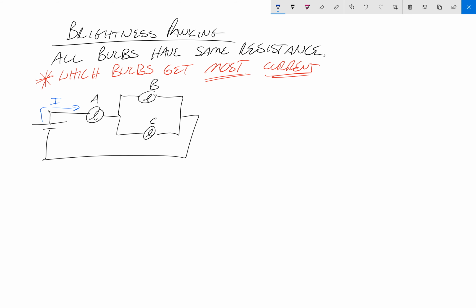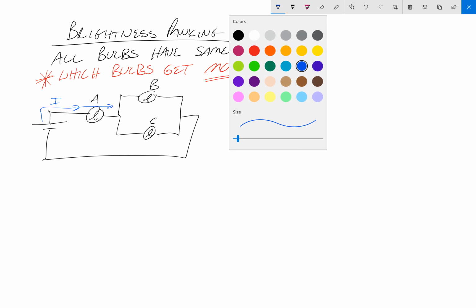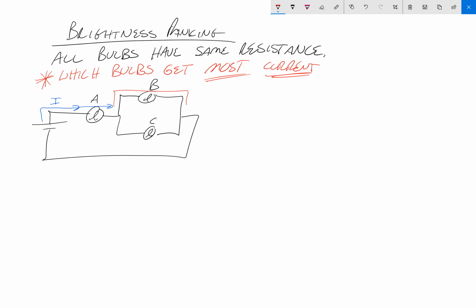Maybe you pause it, I don't know, but hopefully you were able to figure out that all the current goes through A. Afterwards, some of that splits and goes through B. So already B has to be getting less than A because it splits at this junction here. Some of it goes through C. You should also be able to tell that since B and C have the same resistance, the current will split equally between both sides of that parallel portion of the circuit. So if you were ranking these, you would say A is the most, and then B equals C.